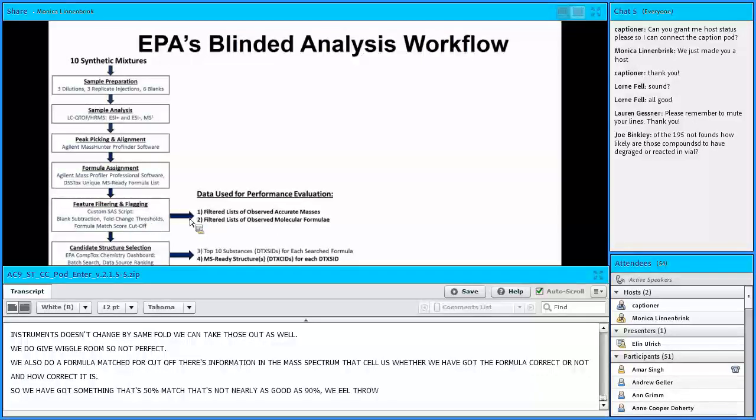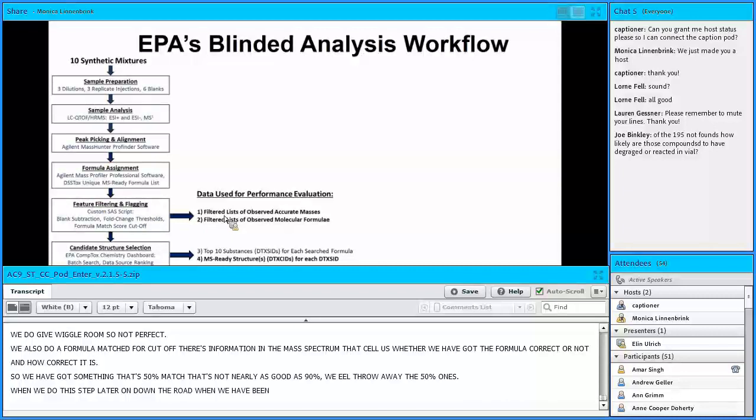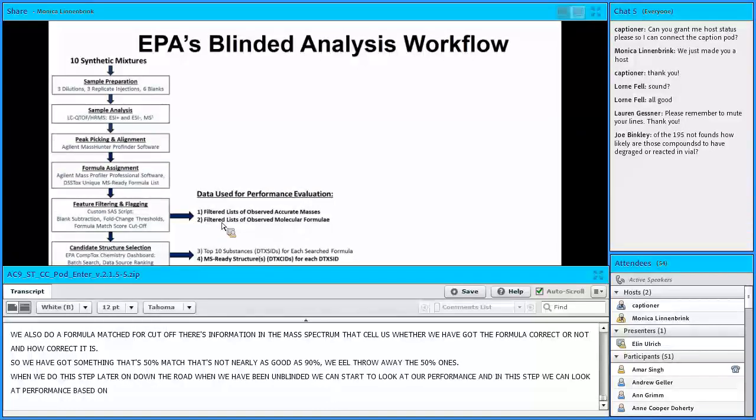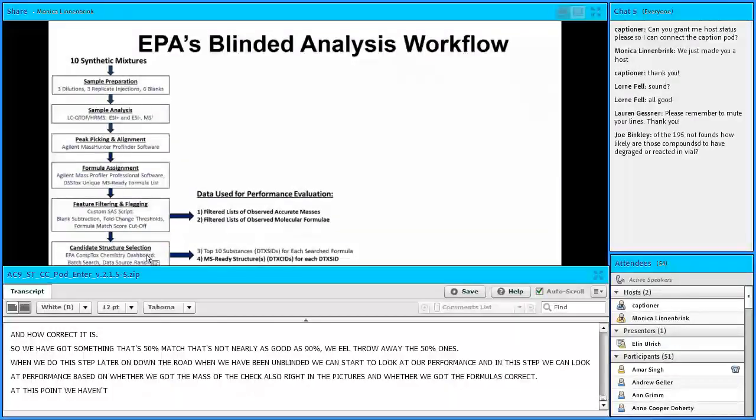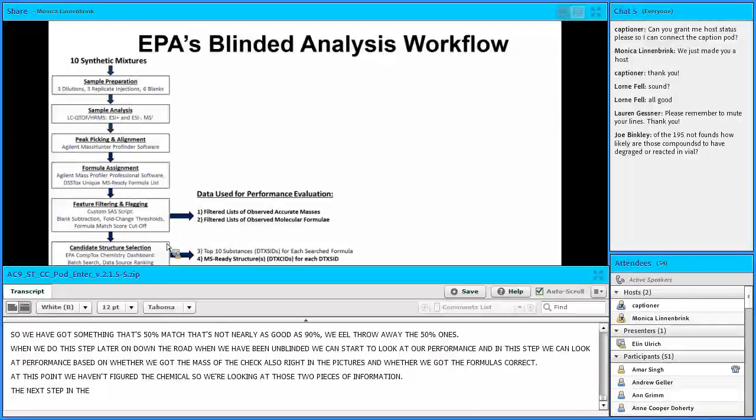When we do this step, later on down the road, when we've been unblinded, we can actually start to look at our performance. And in this step, we can look at the performance based on whether we got the mass of the chemicals right that were in the mixtures and whether we got the formulas correct. At this point, we haven't figured out what chemical it is, so we're just looking at those 2 pieces of information. The next step in the workflow is to actually pick out which chemical we think it is.